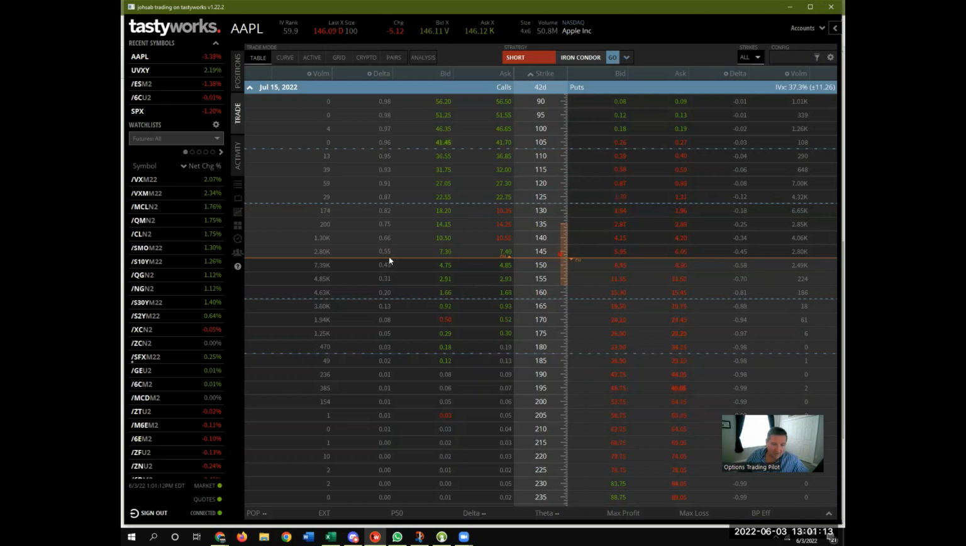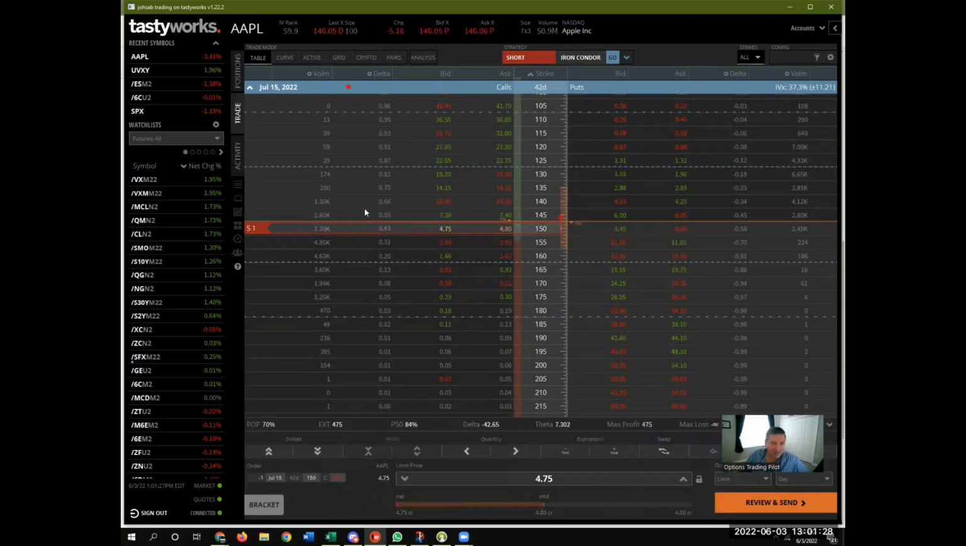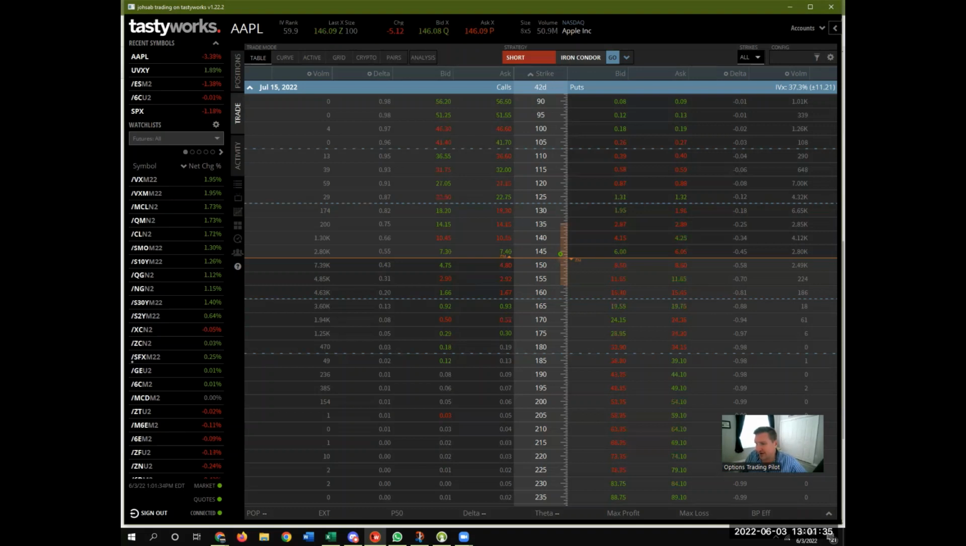Again, we have the delta. I like these screens because it shows me the delta, and this is somewhat really the probability of that strike getting hit or crossed by July 15th. So that's something I look at from a probability standpoint. So moving on here, we got the volume, we have delta. You can put a lot of other things in there. So let's look at just simple things.